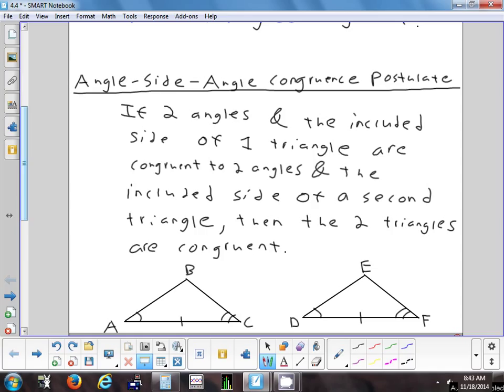Angle A is congruent to D, angle C is congruent to F, and the included side, the side that connects the angles, AC, is congruent to DF. So what would be one way you could write a congruence statement? Triangle what is congruent to triangle what? And there's six different ways you could do this.